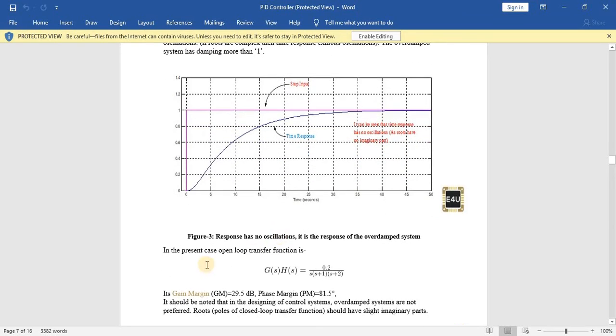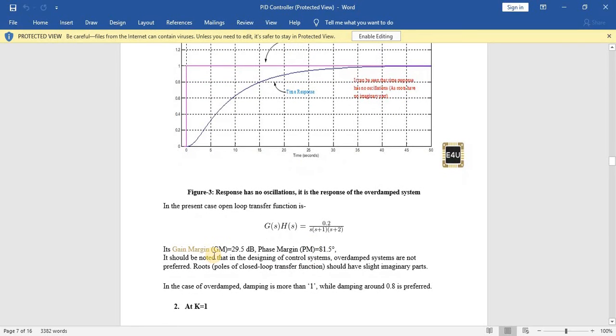Now, for the open loop transfer function with this value of k, after finding by using the Bode plot, the gain margin is 29.5 decibels and the phase margin is 81.5 degrees. We know that the gain margin is the value of gain up to which the system will remain stable, and the phase margin is the value of phase up to which the system will remain stable.